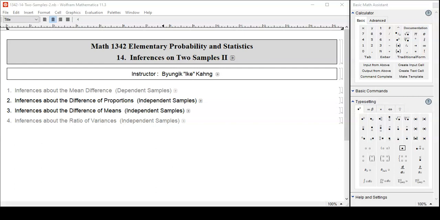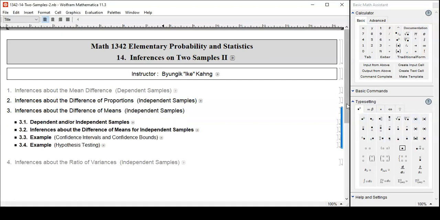Hello students, welcome back. Lesson 14 is a continuation of Lesson 13. Let us continue over to Section 3, Inferences about the difference of the means for two independent samples.